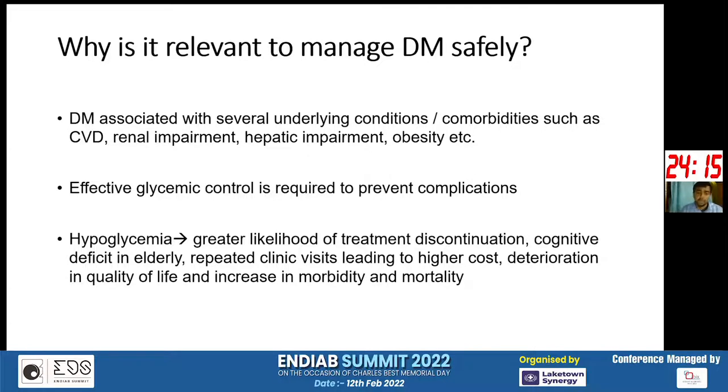And we know that hypoglycemia, which is a dreaded complication of diabetes, is associated with greater likelihood of treatment discontinuation, which can lead to further economic burden. And recurrent hypoglycemia has also been associated with cognitive deficit in the elderly, and it can also lead to repeated clinic visits leading to higher cost, and overall there will be a deterioration of quality of life in patients.